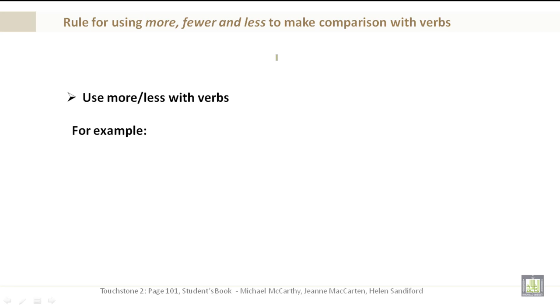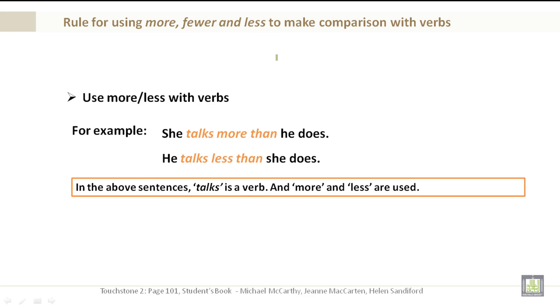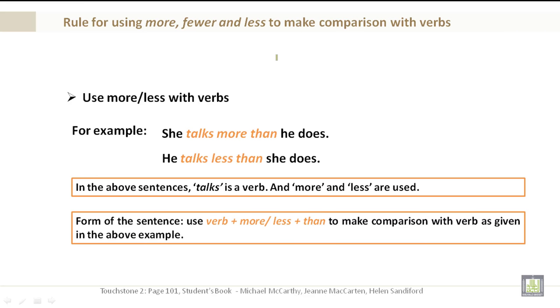Use more or less with verbs. For example, she talks more than he does. He talks less than she does. In the above sentences, talk is a verb, and more and less are used. Use verb plus more or less plus than to make comparisons with the verb, as given in the above examples. Please pause your screen. Take a look.